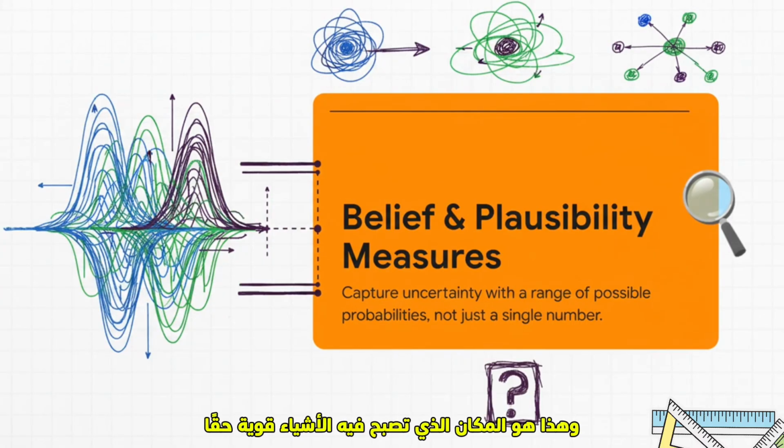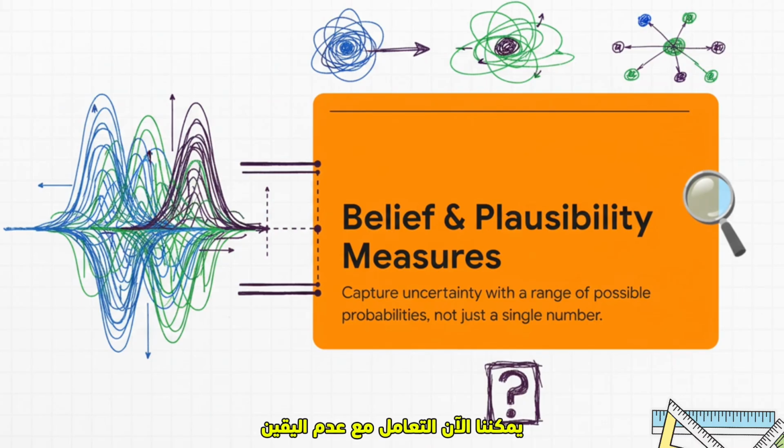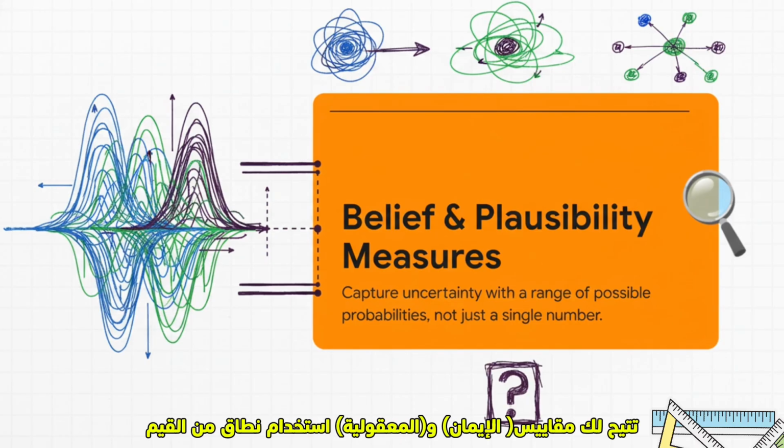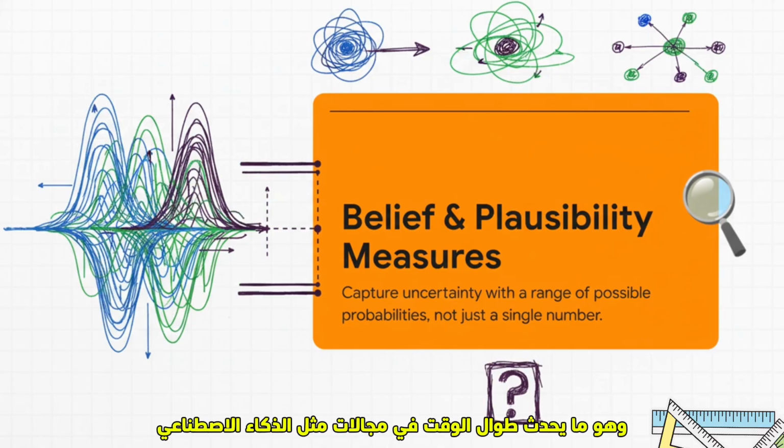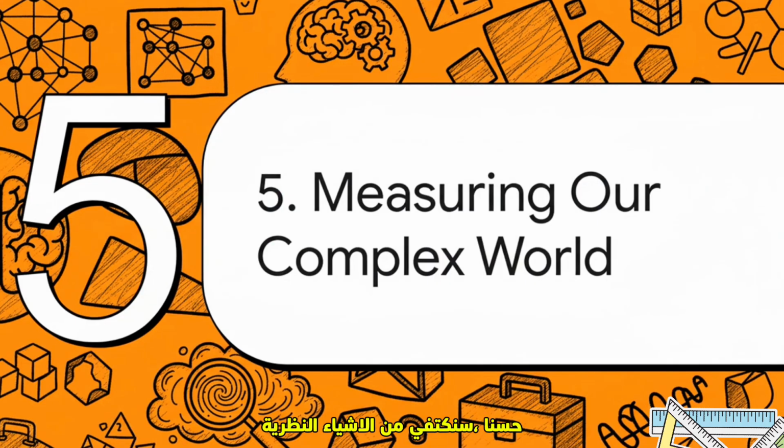And this is where things get really powerful. We can now deal with uncertainty in a much more intelligent way. Instead of being forced to come up with one single exact number for a probability, belief and plausibility measures let you use a range, an interval of possibilities. This is an absolute game changer when your information is spotty or different sources disagree, which happens all the time in fields like AI.